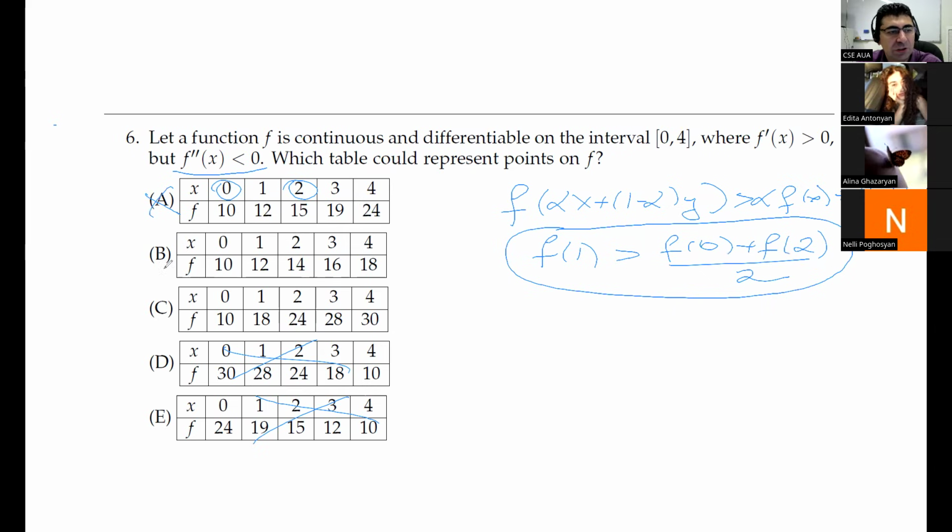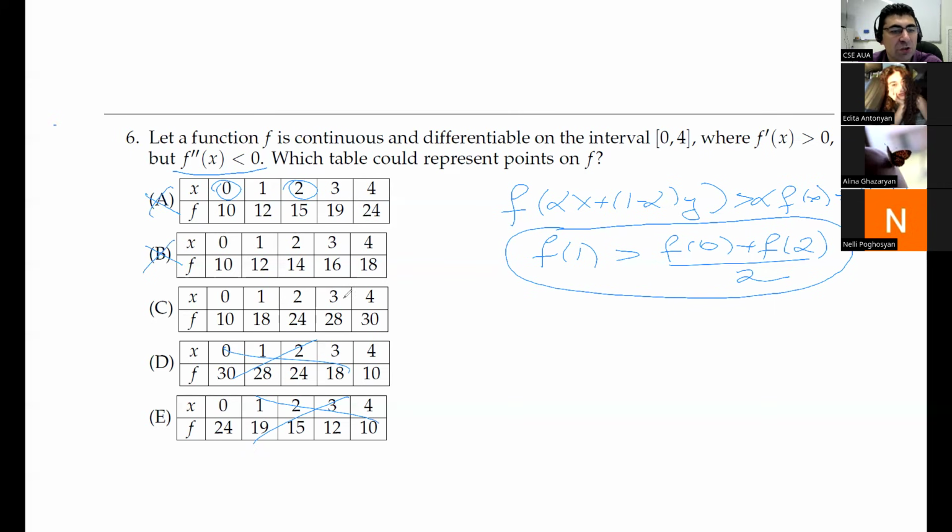Let's discuss B and C. For B, 10 plus 14, 24 divided by 2. Is this smaller than 12? It equals. So B also should be eliminated. And only statement C is correct. 10 plus 24, 34 divided by 2 is 17. 17 less than 18. Yes, there is no contradiction.